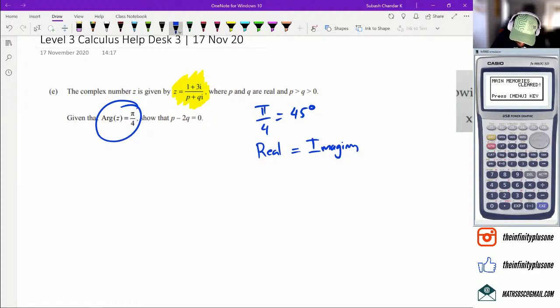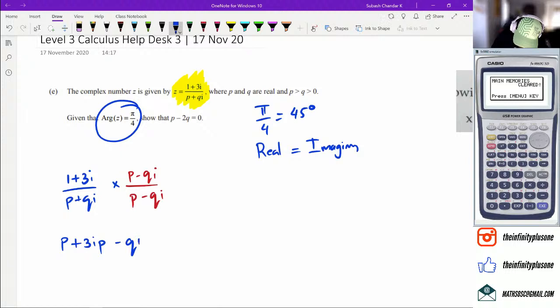So what we're going to do is rationalize the denominator. So we've got 1 plus 3i times p plus qi multiplied. Now the conjugate of this is p minus qi, and p minus qi. So when we multiply the numerator, we're going to get p plus 3ip minus qi, and then minus 3qi squared, and the whole thing is divided by p squared minus q squared i squared.